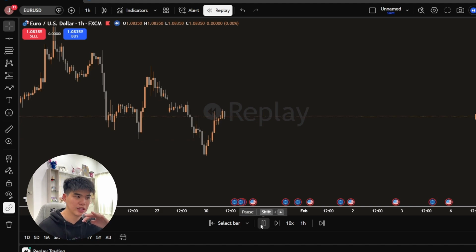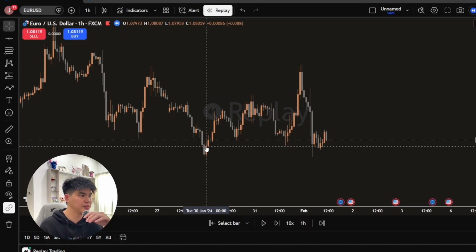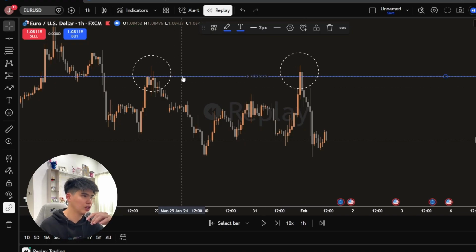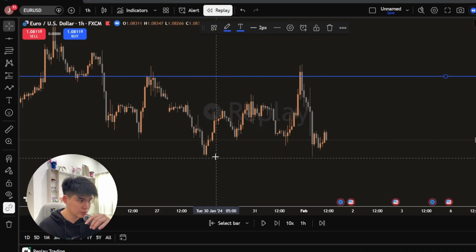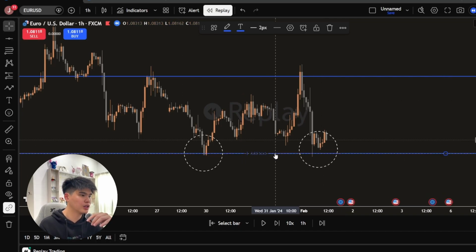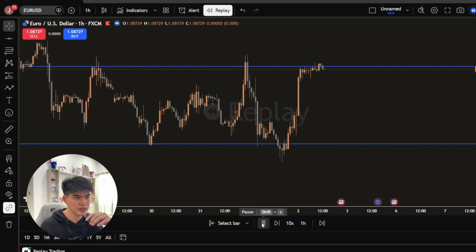All right, and we just play, run, and let's see. Okay, up to this point, we can identify something already. There's first point of contact, second point of contact, and we can plot a line here. On the bottom side, first point of contact, second point of contact, and we can plot our support here. And look what the market is doing afterwards. It's basically just moving in between the zone itself, until either one is broken.